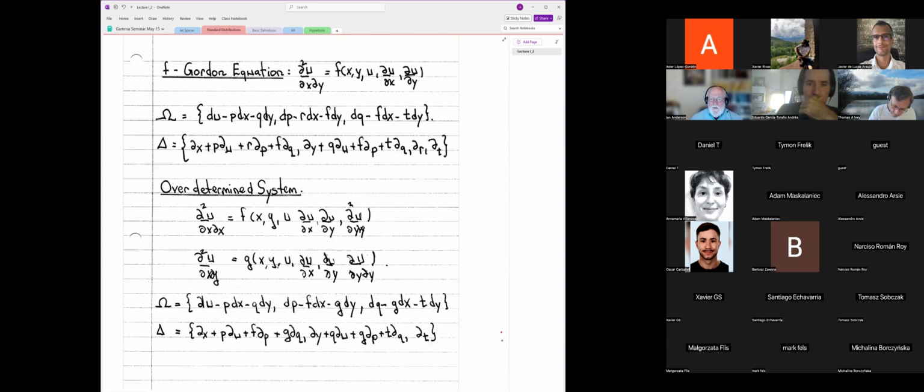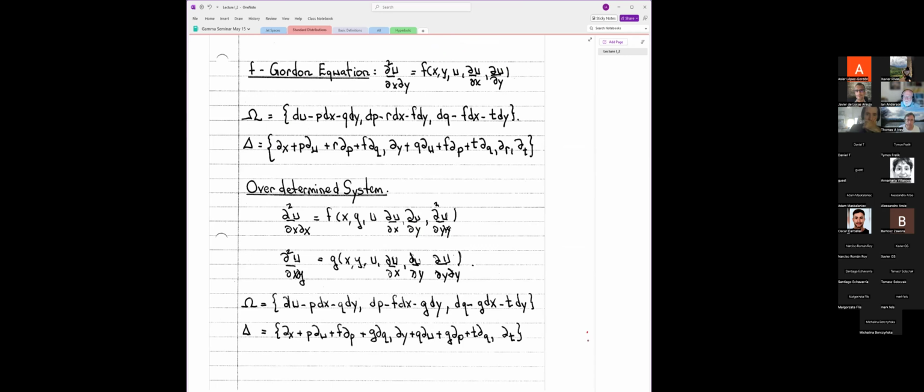A special case of this, which we'll focus on a lot in the next talk, is equations which are called F-Gordon equations. It's a parody on the Sine-Gordon equation. This equation here is the Sine-Gordon equation, which is very important in differential geometry and integrable systems theory. If we replace sine by an arbitrary function f, then we call this the F-Gordon equation. Here again is the Pfaffian system for our F-Gordon equation, and here's the dual distribution. Again, it's a rank 4 distribution on a 7-manifold.